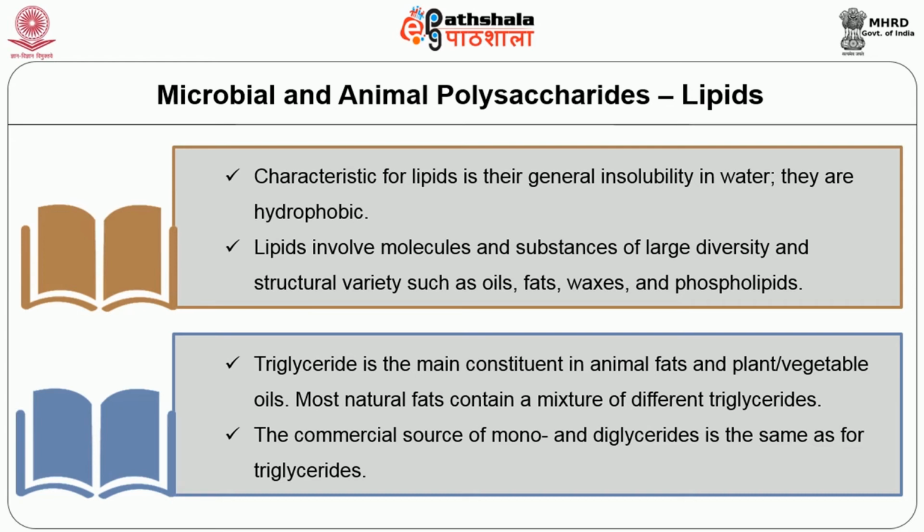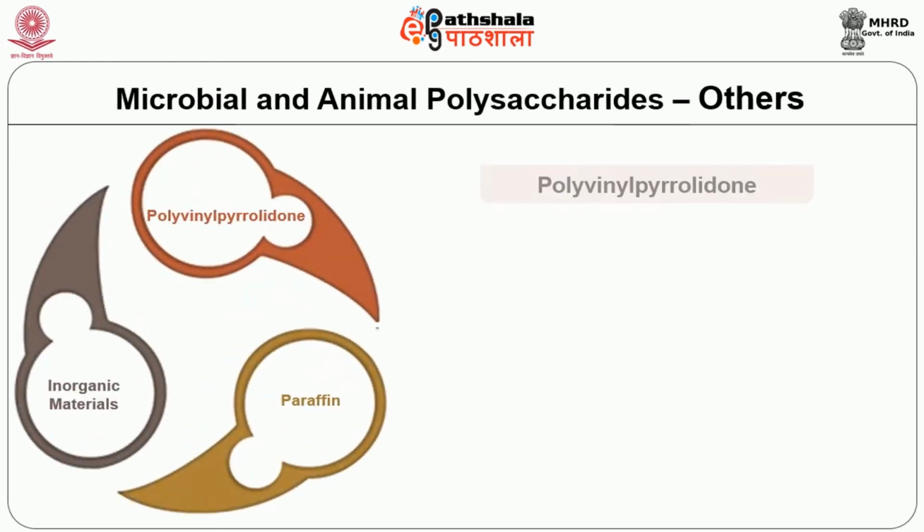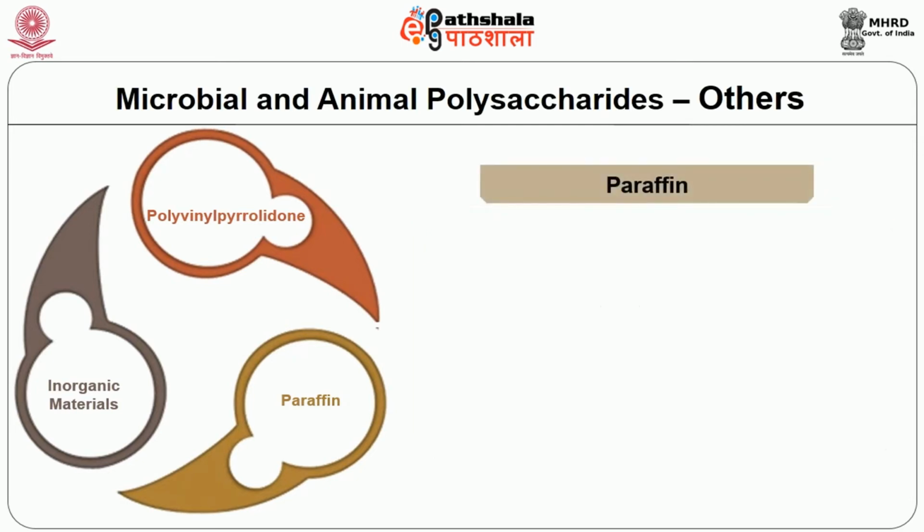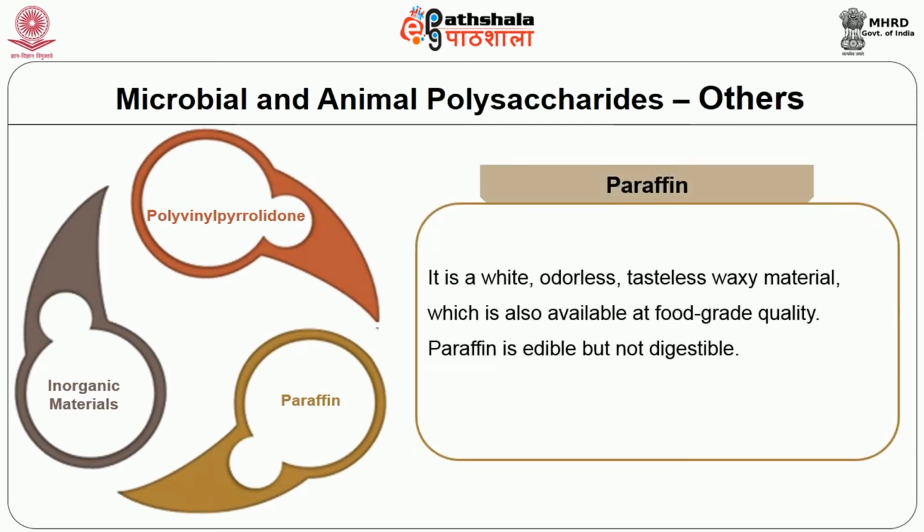After the macromolecules, the other components include polyvinyl pyrrolidone (PVP), which is a synthetic neutral polymer soluble in water and organic solvents. The good film forming ability makes it an excellent polymer for coatings, which requires good temperature stability. Paraffin is a white, odorless, tasteless, waxy material which is also available at food grade quality. Paraffin is edible but not digestible.